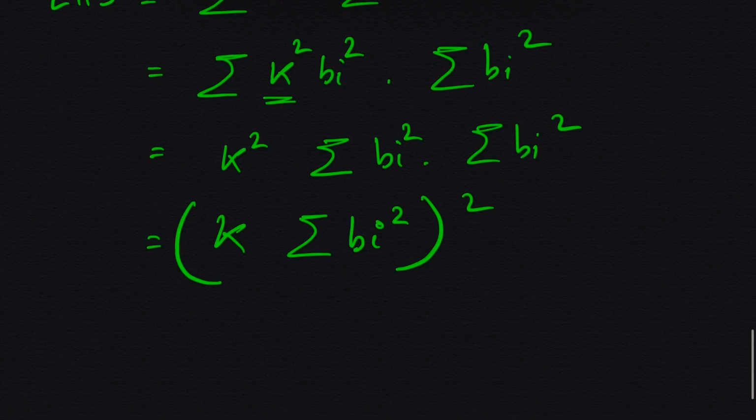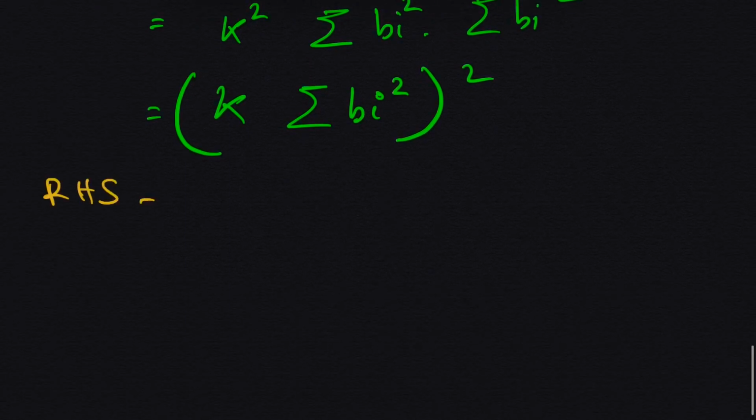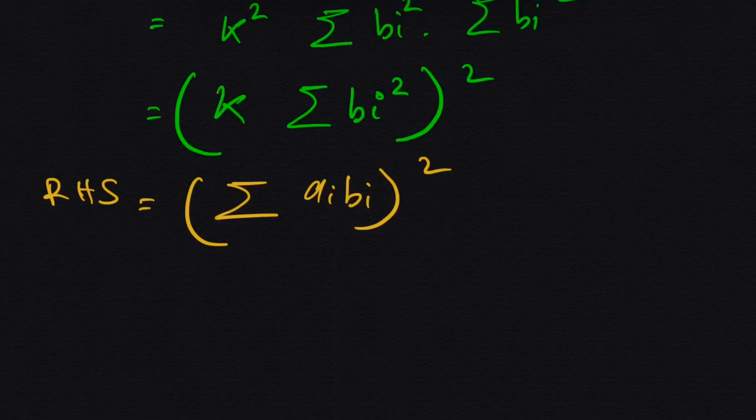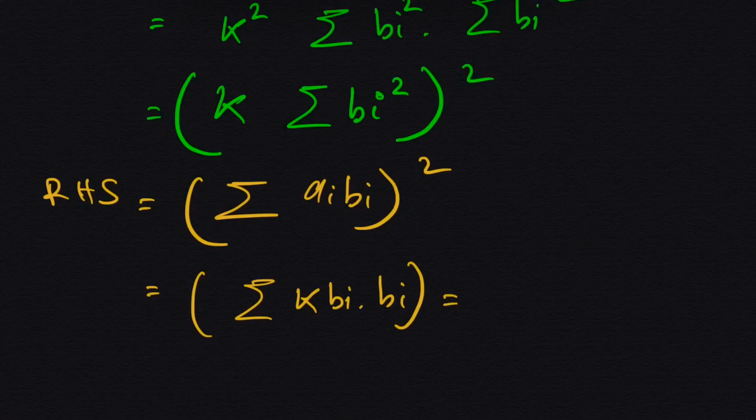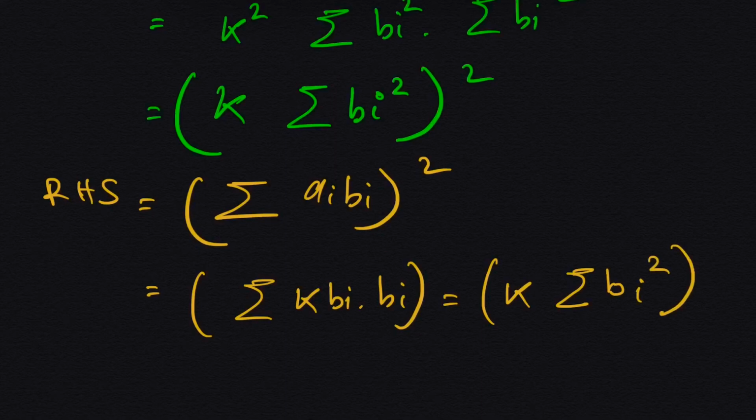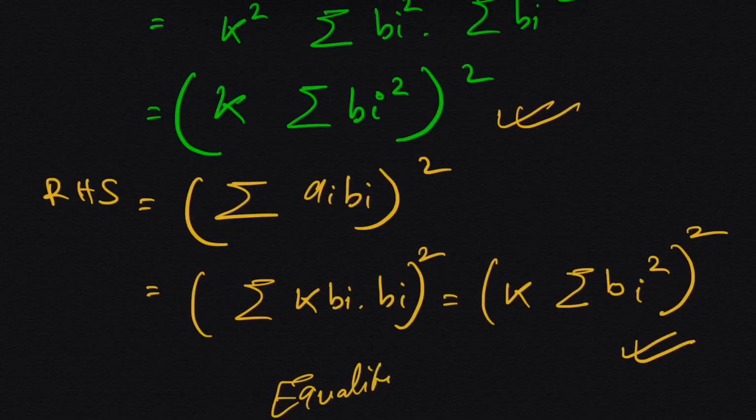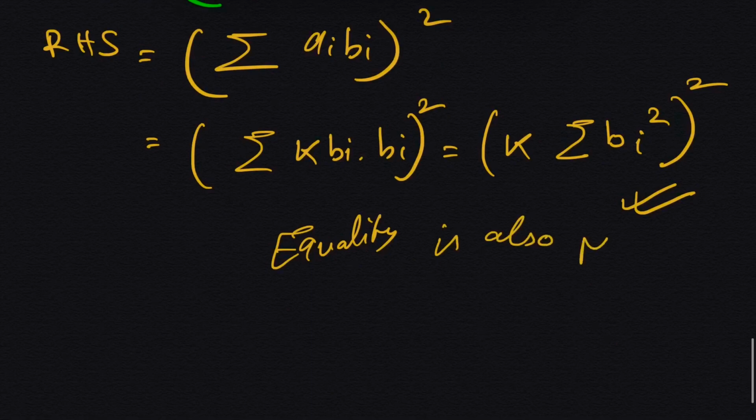Now let's see the RHS part. I am doing it in a different color. RHS says it is summation ai bi whole square. So ai is nothing but k times bi, summation k times bi into bi. So I can take the k out of the summation because it is independent of i. So k times summation bi square, and there is a whole square here, I missed it, whole square. So we can see that these two are the same, so hence the equality is also proved.